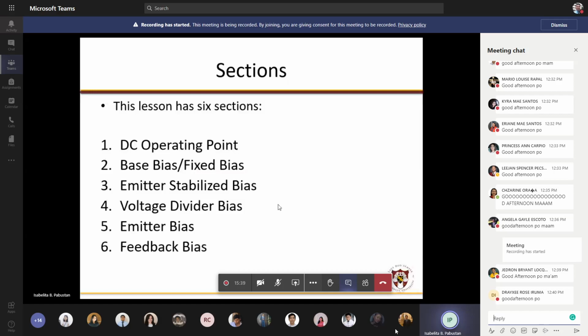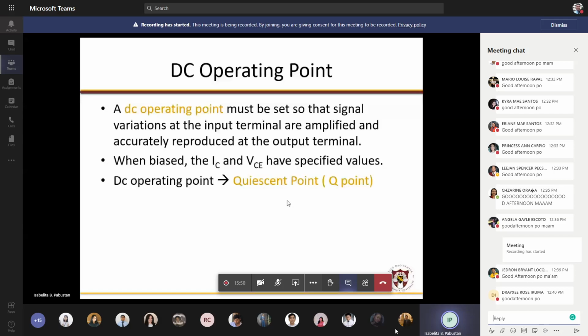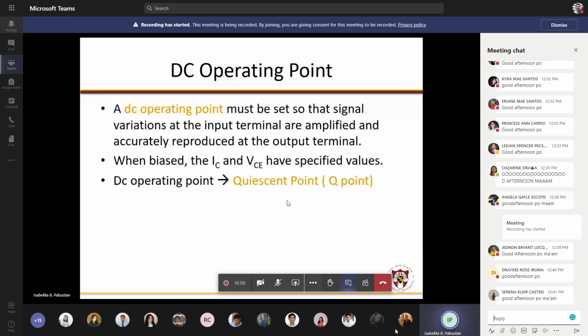So, we will have the base bias and the emitter stabilized bias, ano? So, let's have first the DC operating point, na? So, the operating point, you call it as your Q point or your quiescent point, ano? What we will be solving later will be the ICQ, the IBQ, the IEQ, the VCEQ, those operating points of your transistor.